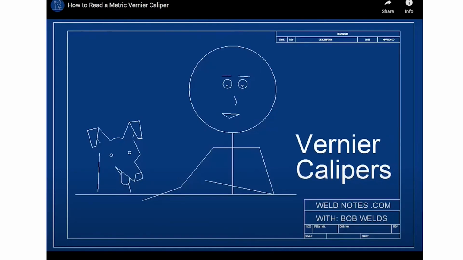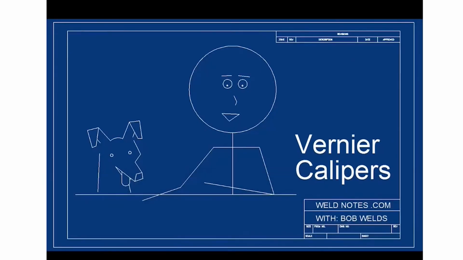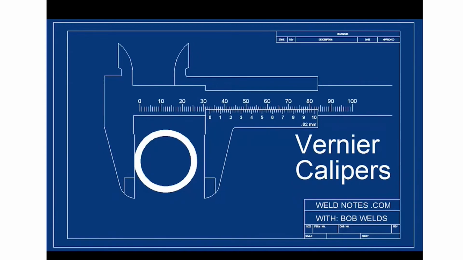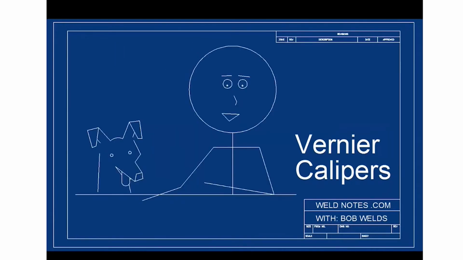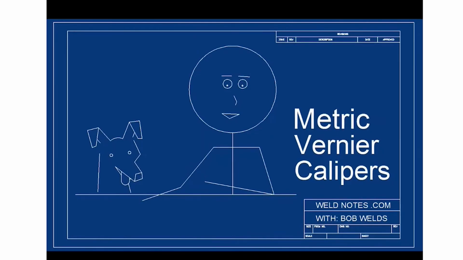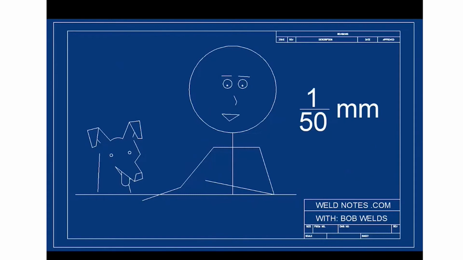Hi, I'm Bob Welds, and this is how to read a metric vernier caliper. There are different kinds of vernier scales designed to do different jobs, but they all work pretty much the same way. Today, we're going to look at a metric vernier designed to measure to the nearest 1/50th of a millimeter. That is 0.02 millimeters. See how 1 divided by 50 equals 0.02?